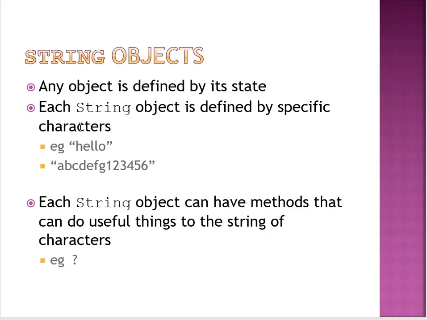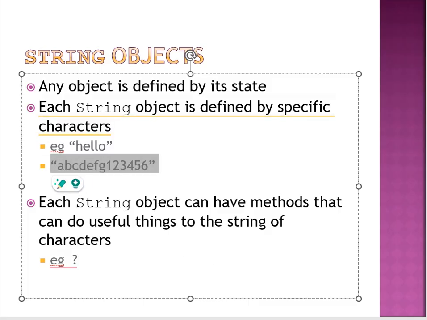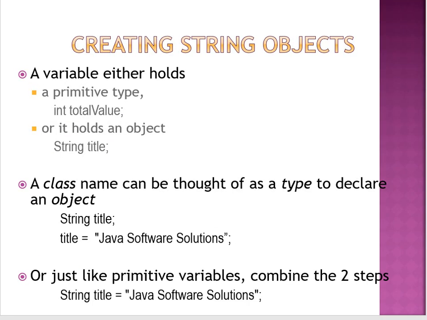Okay, so look at this. For example, here, "hello" is a string object. This too is a string object, the alphanumeric one that we talked about. So each string object can have methods that can do useful things to a string of characters. You notice?